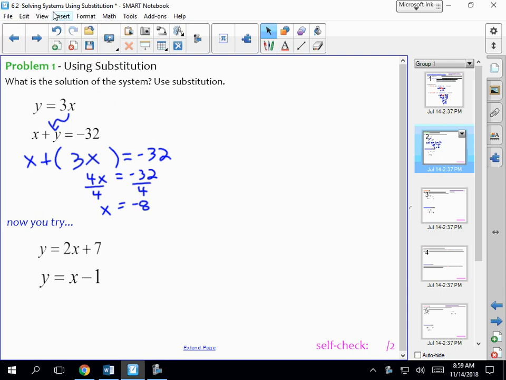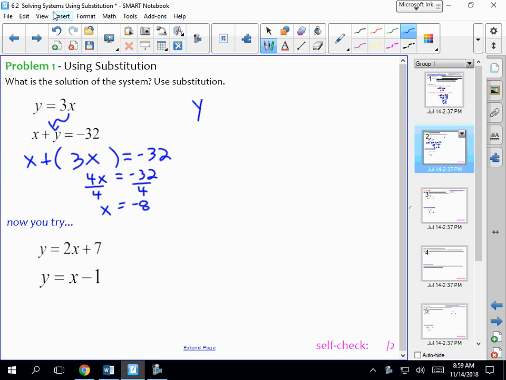Okay, so we take the y equals 3x, place it in for y in the second equation. Then go ahead and solve for x. x plus 3x is 4x. 4x equals negative 32. Divide by 4. We get x equals negative 8.